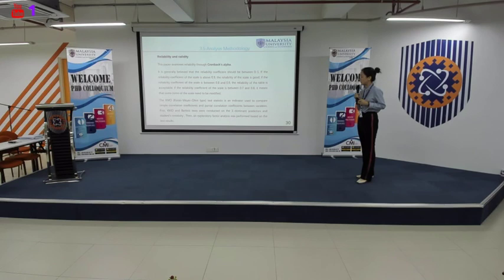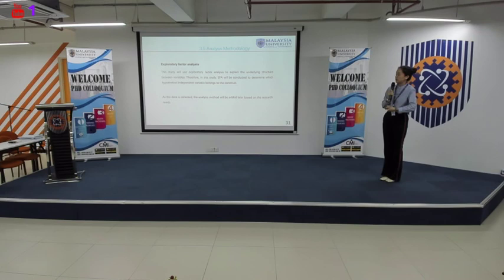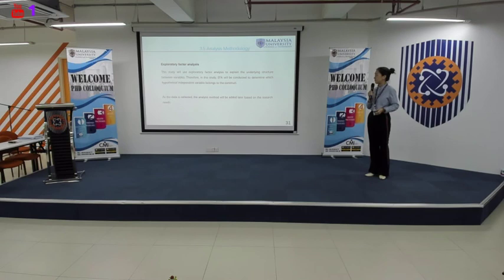The KMO test statistic is an indicator used to compare the simple correlation coefficients and the partial correlation coefficients between variables. First, KMO and the Bartlett test were conducted on the three dominant predictors and the student's creativity. And then an exploratory analysis will be performed based on the test result. Now, this study will use exploratory factor analysis to explain the underlying structure between variables. Therefore, in this study, exploratory factor analysis will be conducted to determine which hypothetical independent variables belong to the construct. As data is collected, the analysis method will be added later based on the research need.